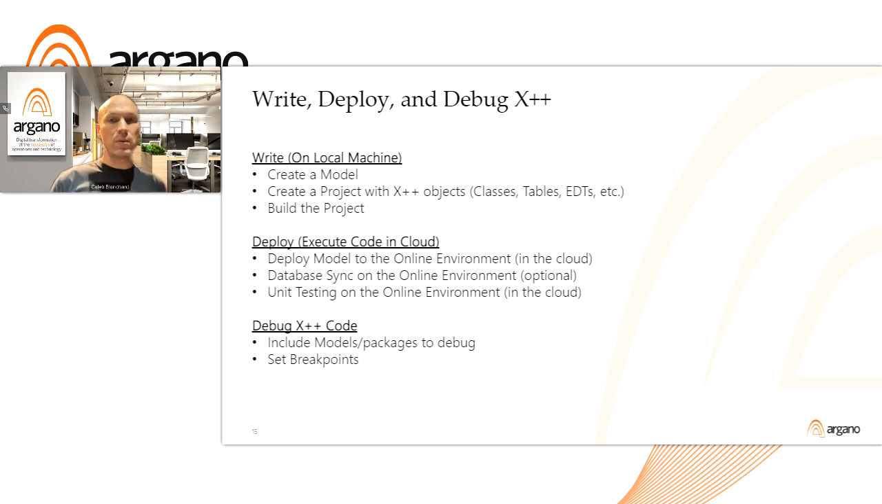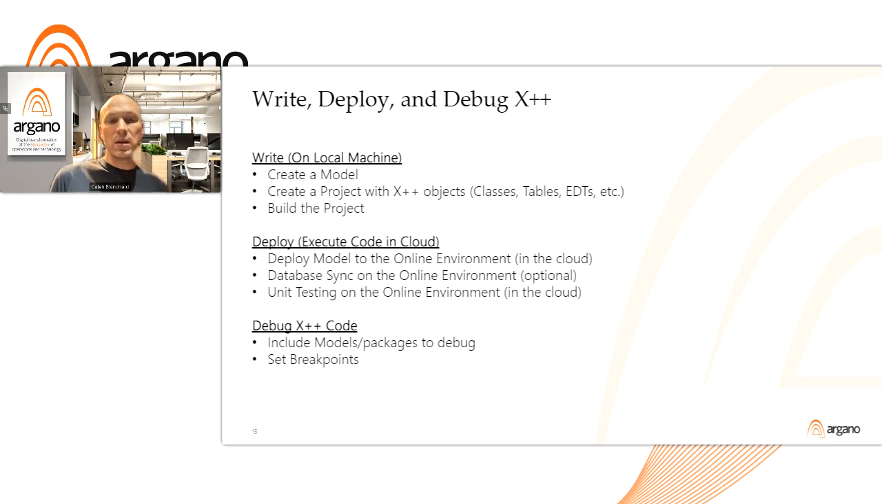But then when your code is compiled, you're going to go ahead and deploy that code. And this is where things shift. So it's going to package up that code and then send a message to the Power Platform admin center to deploy the code to the environment. And so that will happen in the cloud. When a database sync is kicked off, that'll happen in the online environment as well. And then any unit testing, of course, is going to run against the actual environment itself in the cloud.